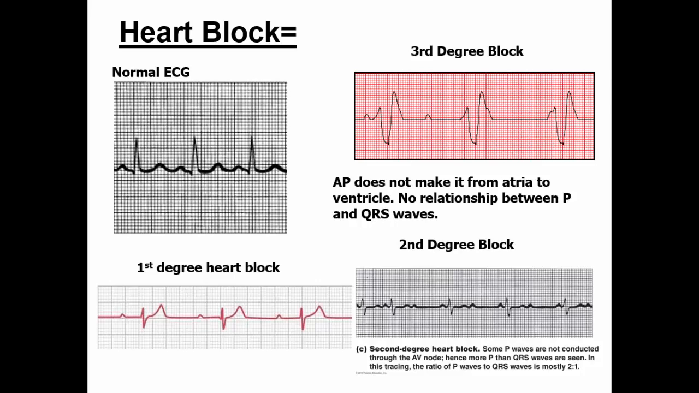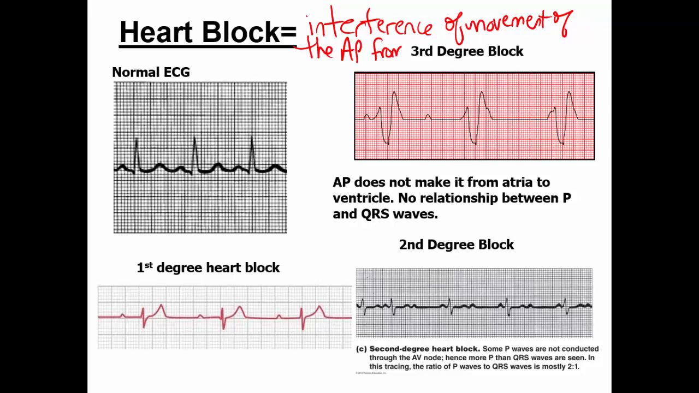But I thought I would just mention one imbalance that can be picked up by an EKG, and it's called a heart block. A heart block is when there's interference of the movement of the action potential from the atria to the ventricles. Okay, so that's what a heart block is.